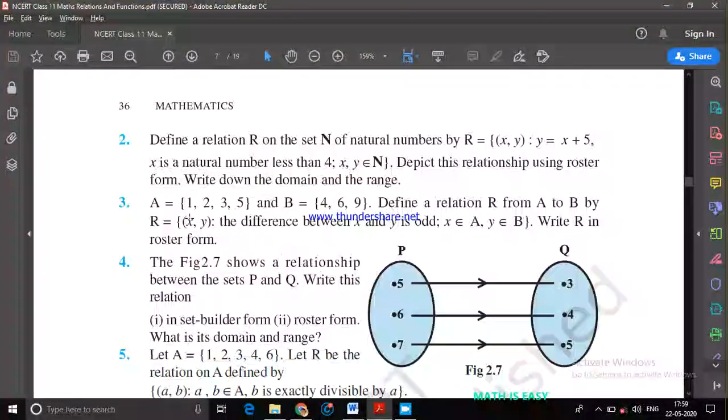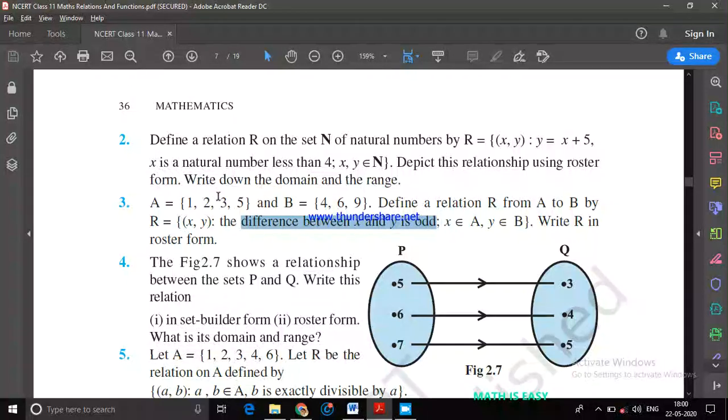And in the third question, set A is given as 1, 2, 3, 5, and set B is given as 4, 6, 9. The relation is given from A to B. What is the relation? The difference between x and y is odd. When I say difference between x and y, you can take x minus y or y minus x, but it has to be an odd number. Like 4 minus 1 is an odd number, so 4 comma 1 belongs to the set. Then 4 minus 2 is an even number.